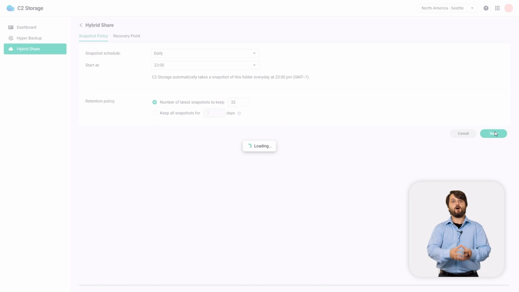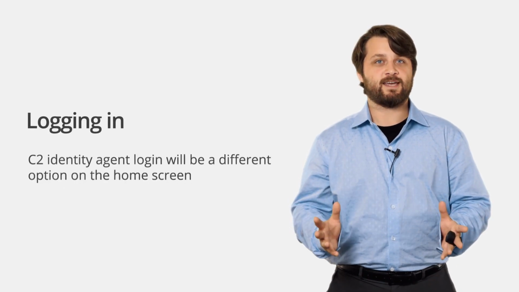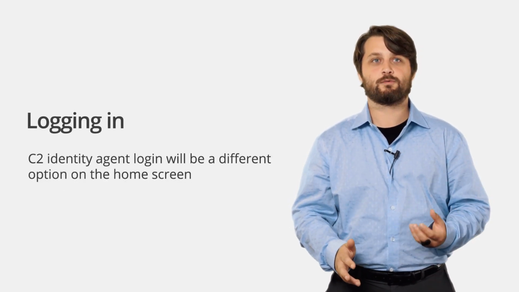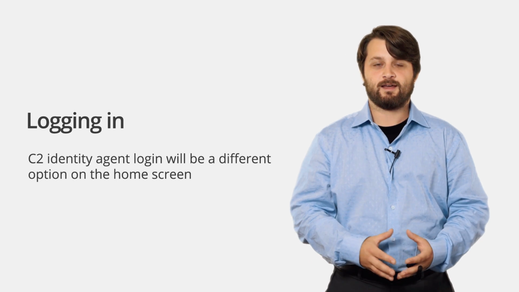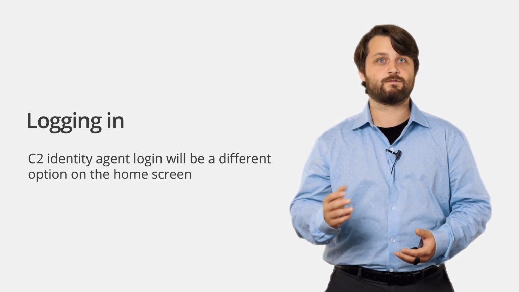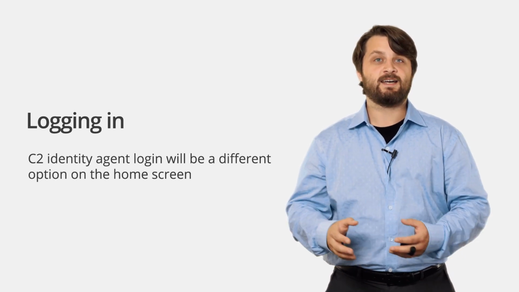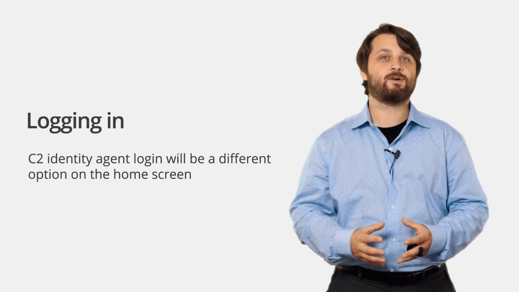Now that we have our hybrid share snapshot policy in place, we can begin using our hybrid share folder easily and securely. So let's go ahead and dive into our end user workflows. Now first off, your end users are going to need to log into their endpoint PCs through their C2 identity credentials. Now, the C2 Identity Agent is actually going to be another option on the login screen for Windows, for example. And what they're going to do is click that C2 Identity icon, and then they're going to be able to log in utilizing their C2 Identity credentials.